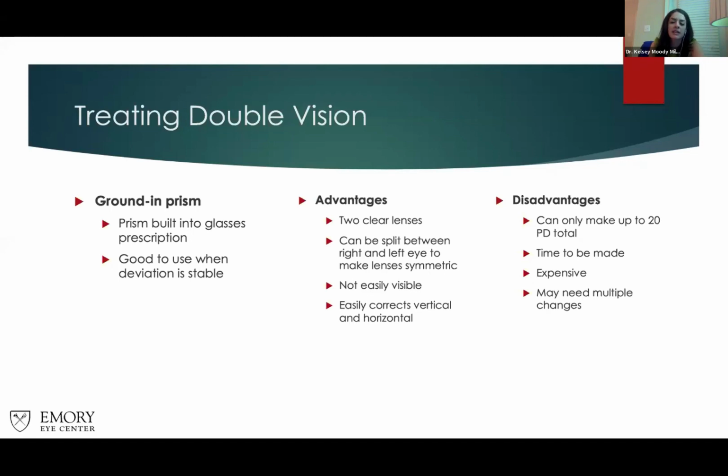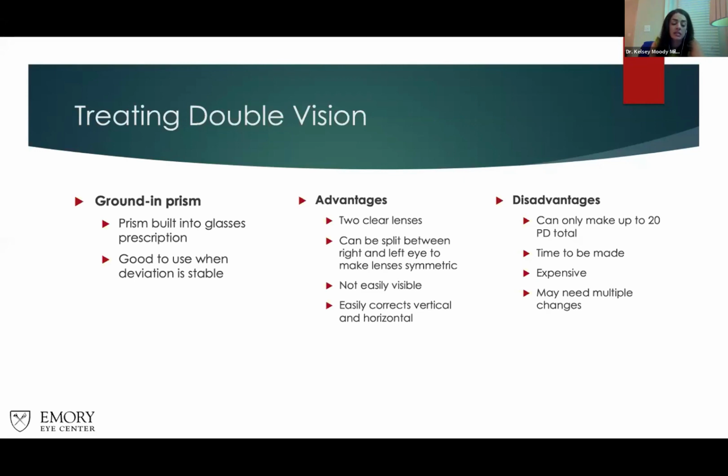The biggest disadvantage is I can really typically only put up to 20 prism diopters, 10 in each eye. That's still pretty high. Some labs actually don't prefer putting that high of an amount. Some labs only prefer up to 6 to 8 in each eye independently. So there is a max amount of prism that I can put in the glass. It does take some time to be made, typically longer than what it would be without prism, and it can be very expensive.